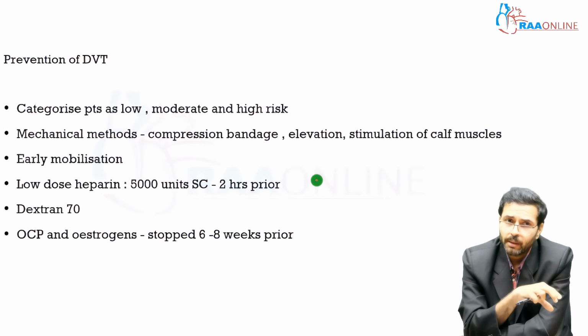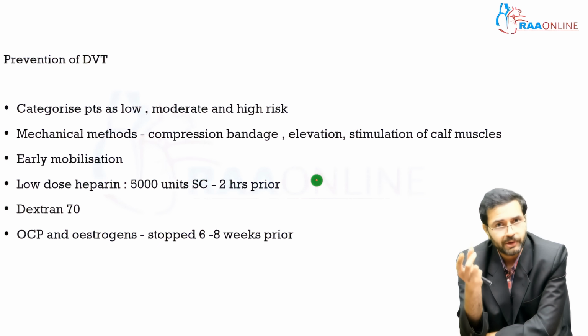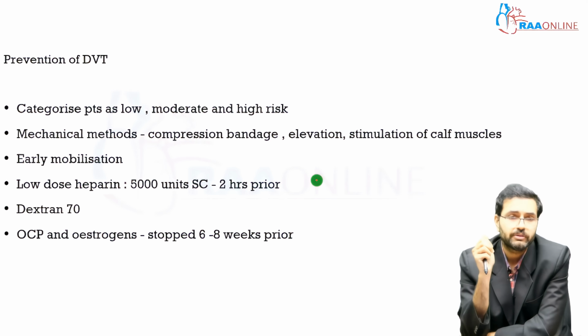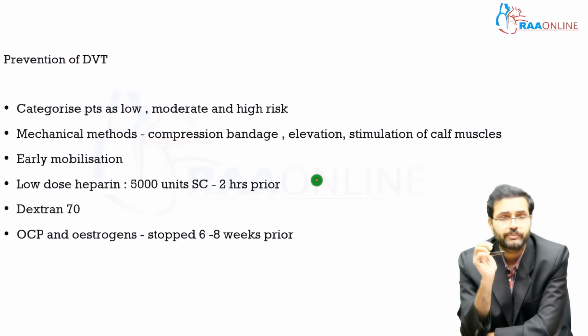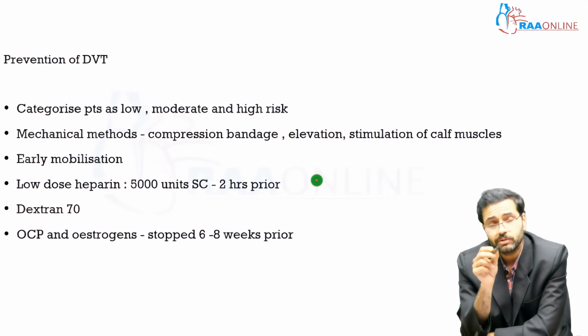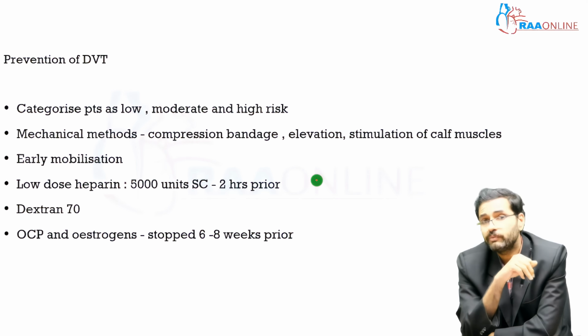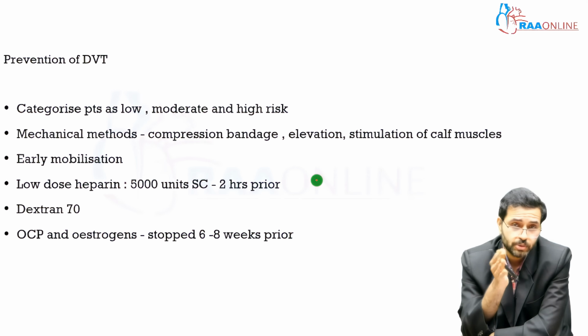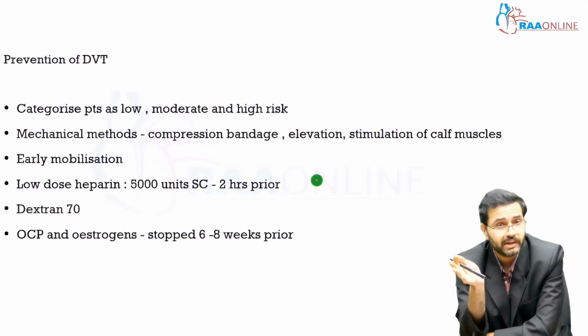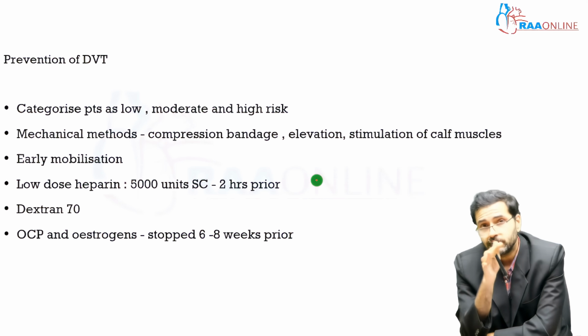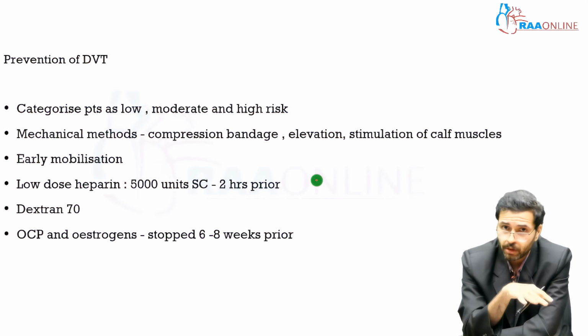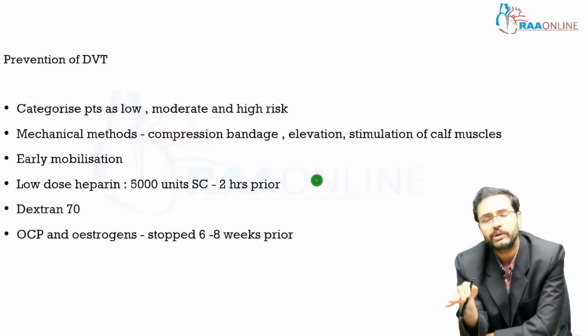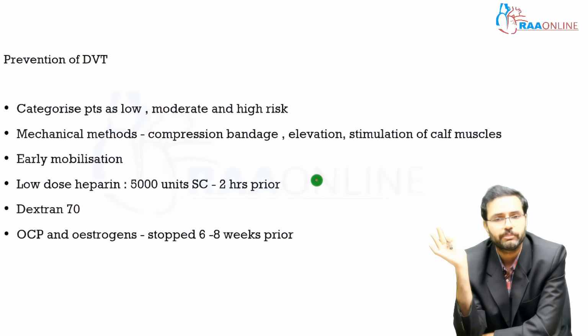Prevention of DVT can be achieved by using compression bandages, elevating the limb, and stimulation of the calf muscles. This can be done during the operating procedure. Early mobilization also plays a very important role in the prevention of deep vein thrombosis. Use of low dose heparin, 5,000 international units subcutaneously 2 hours prior to the procedure, can help in preventing DVT. That's why I said prevention of DVT starts prior to the operating procedure. It is continued during the operating procedure and even after it.